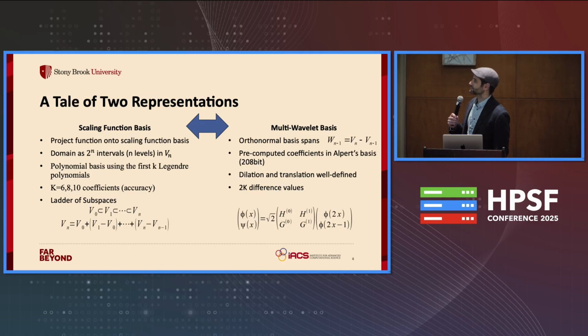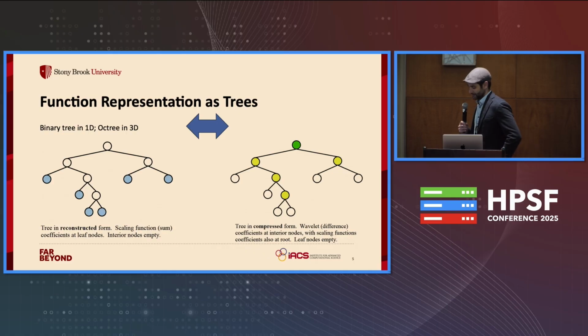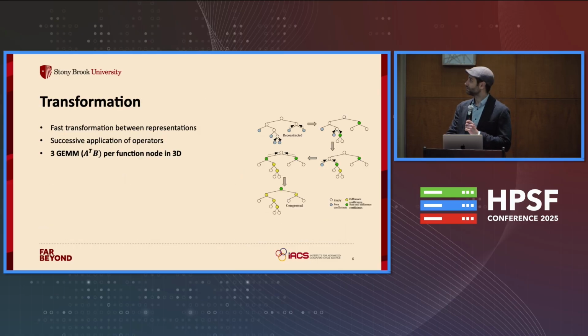And that transformation down on the right there is a matrix multiplication. That's what we're doing all the time, up and down the tree: matrix multiplications. So that's the bottleneck that we're facing, small matrix multiplications. The tree itself, in the scaling function representation, has everything at the bottom of the tree in the leaf nodes. In the wavelet coefficient representation, it's in the inner nodes, and the leaf nodes are empty. We do this transformation to get from one representation to the other.